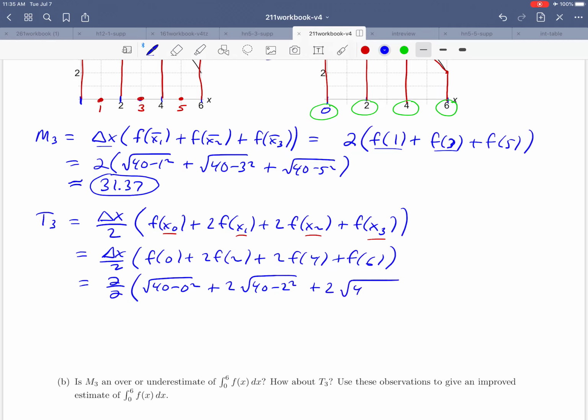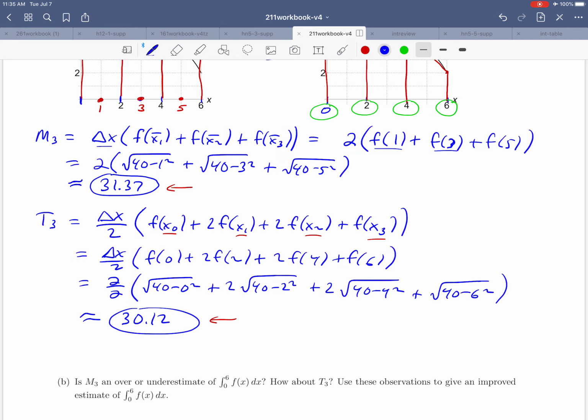Plus 2 times the square root of 40 minus 4 squared. And then finally, no 2 in front of that last term, 40 minus 6 squared. Okay, make sure we've written that down right, and then that again is a job for your calculator, and you're going to get an answer of about 30.12. Okay, so we have answered part A, and we got 2 different estimates of the area under the curve using the midpoint rule and the trapezoid rule.